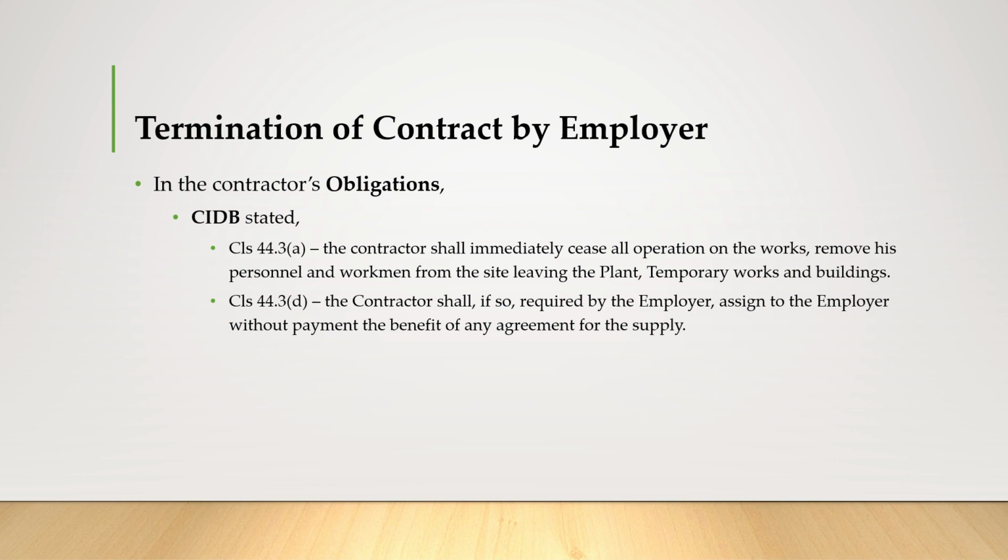So the contractor shall immediately cease all operation of the works, remove his personnel and workmen from the site, leaving only the plant, temporary works, and buildings. And the contractor shall, if so required by the employer, assign to the employer without payment the benefits of any agreement for the supply.